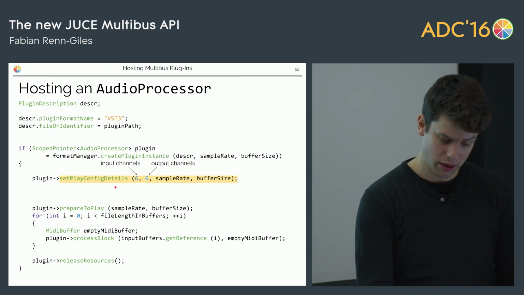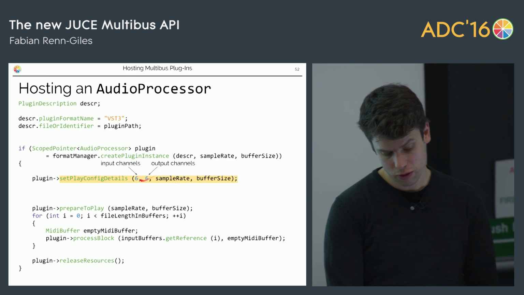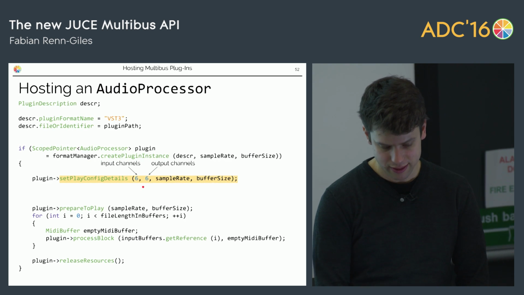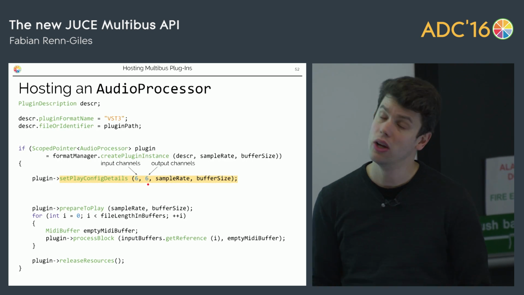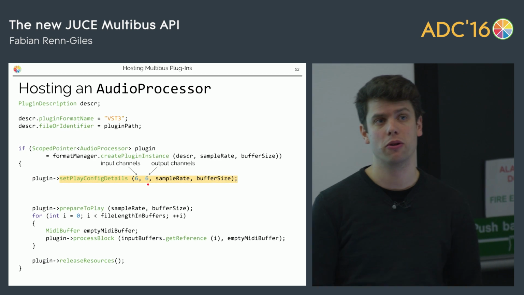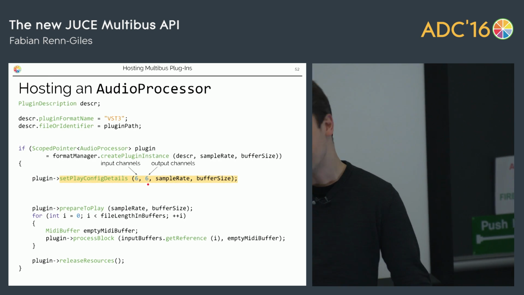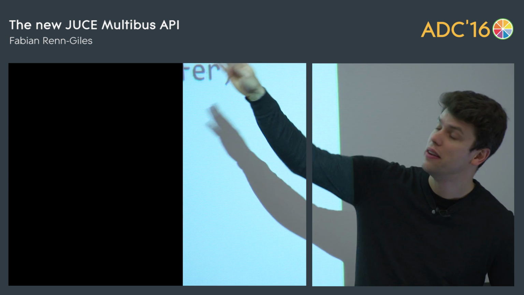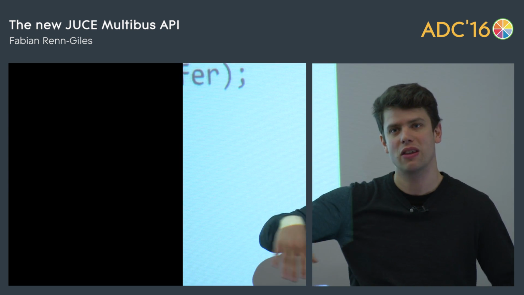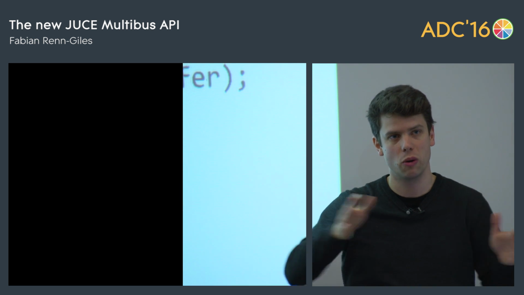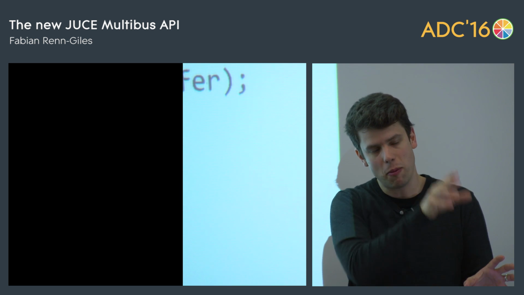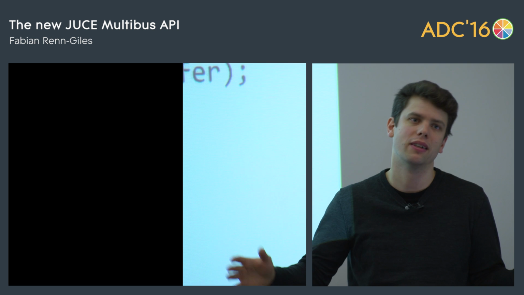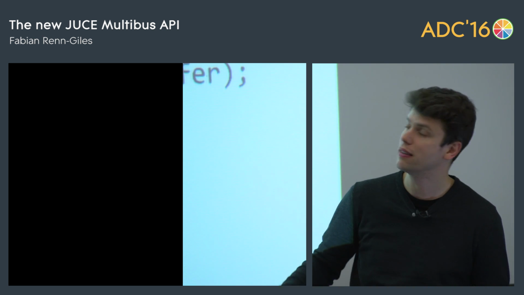Now with JUCE, before JUCE 4, before Multibus, the 6 and the 6 is the total number of input and output channels. And this would work, even before Multibus, this would work with Multibus plugins. It's just that those numbers are interpreted as the absolute total number of input channels. So if you sum up all the channels of all the input buses and sum up all the channels of all the output buses, that's what those numbers meant.